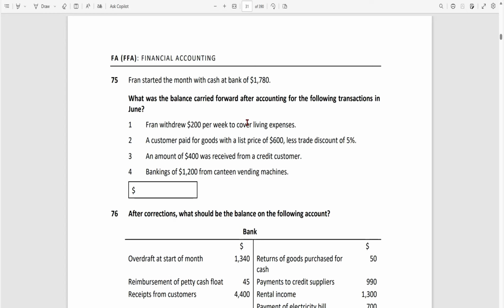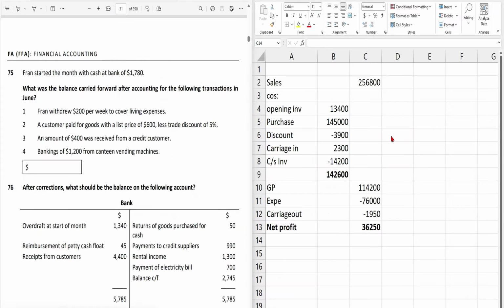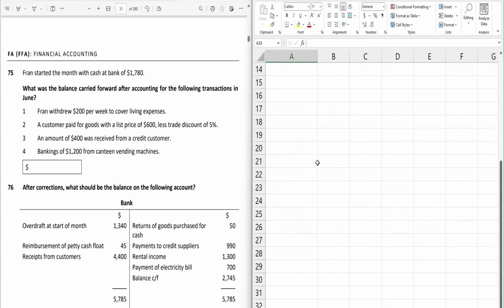Fran started a month with cash at bank of 1780, which was carried forward after accounting for the following transactions in June. So what is the balance carried forward? Okay, again we need the help of Excel, right? Let me open the Excel. Alright, so I have opened the Excel. Let's do the calculation. This one is 75.